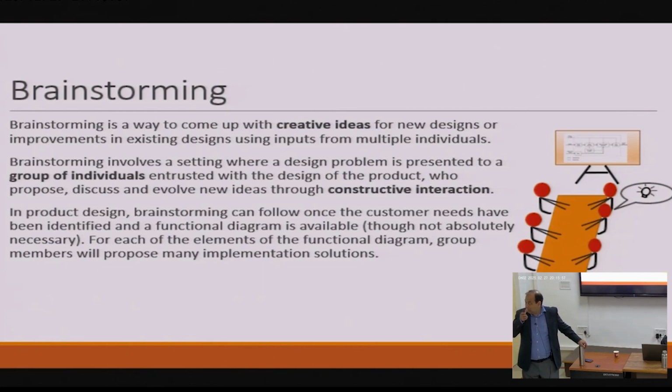Now, typically you do this after customer needs are identified. You have to know what the customer wants. And if a functional diagram is available, which I recommend, anytime you can have a little bit more clarity as to what the product is trying to do and what the different components of the product are, then life would be better, right? So you can say, okay, we'll use a generic this, generic that, generic that. For this, I can use a new solution.